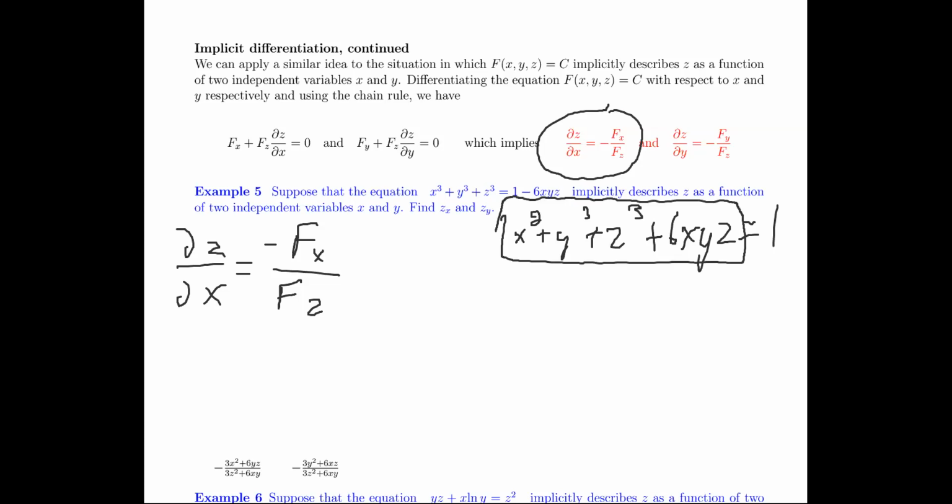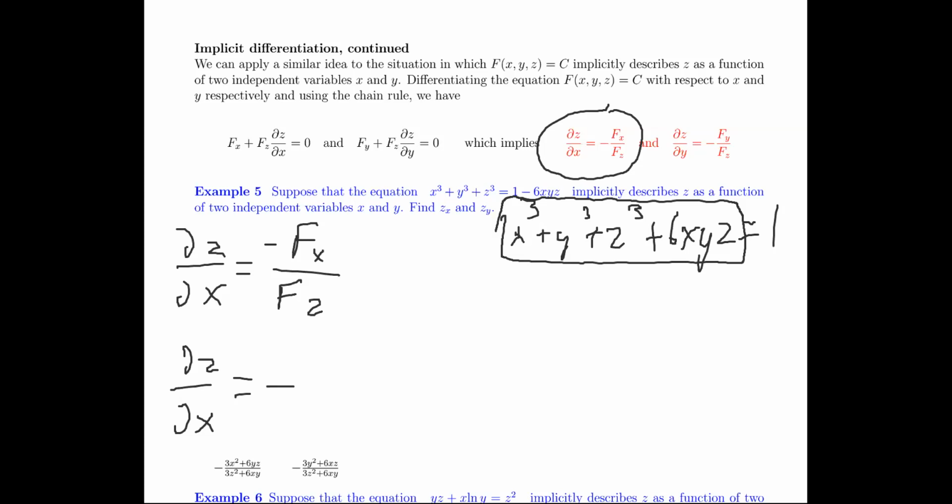All right, so partial of z with respect to x is negative of, all right, what's the partial of f with respect to x? Well, we get 2x. Oh, sorry. This is supposed to be a 3. I was very confused for a moment. That was supposed to be x cubed plus y cubed plus z cubed. All right. So we take the partial of f with respect to x.